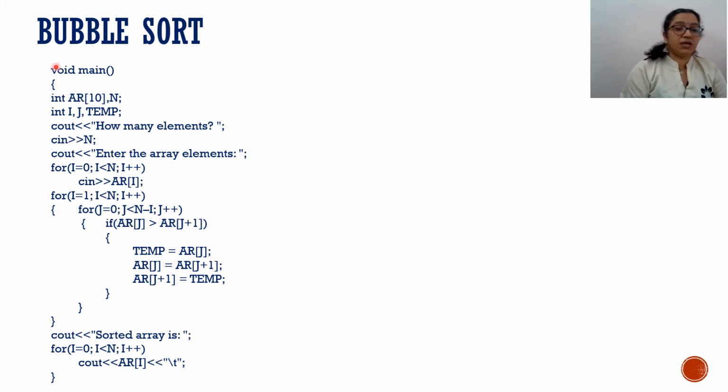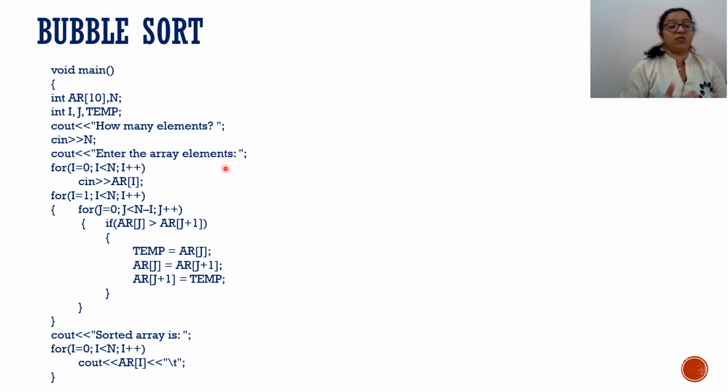So here C++ begins: void main, then int AR of 10, AR is the array here, 10 is the maximum size. n is the variable given for the limit of that array, then int i and j are the loop control variables, and temp is the variable for swapping purpose. Now see out how many elements you need. This is the prompt we are giving for the user. In n we will get a value, that is the limit of that array.